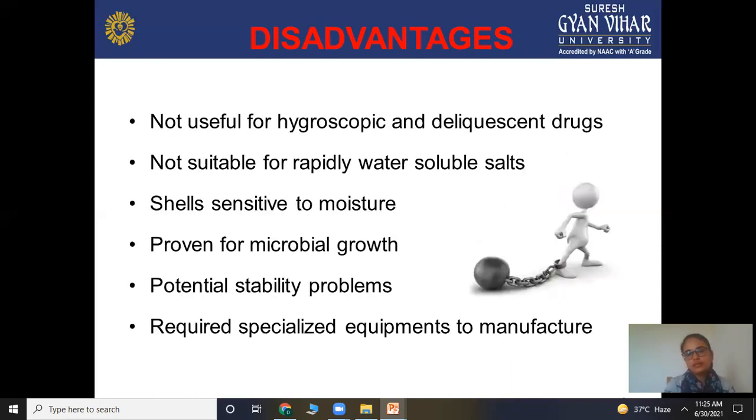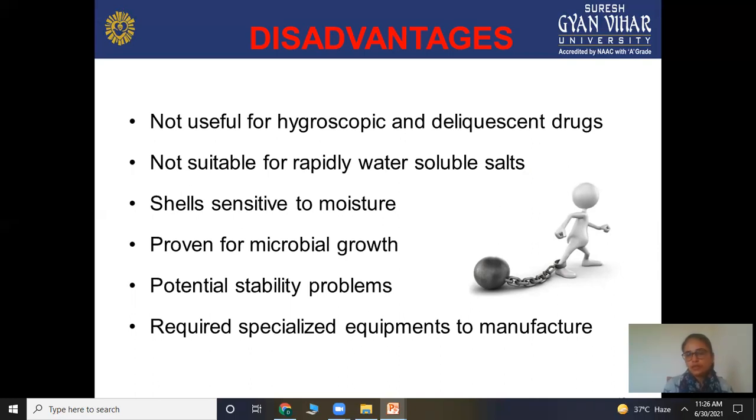Next is disadvantages of hard gelatin capsule. In this, not useful for hygroscopic and deliquescent drugs. Means if your drug is hygroscopic, easily takes up moisture or is deliquescent in nature, then in this condition you don't formulate your capsule in a hard gelatin shell, because there may be chances that your gelatin shell easily picks up moisture from the surroundings and converts into semi-solid or shows a stability problem. So this is a drawback, that hard gelatin capsule is not suitable for hygroscopic as well as deliquescent drug substances.